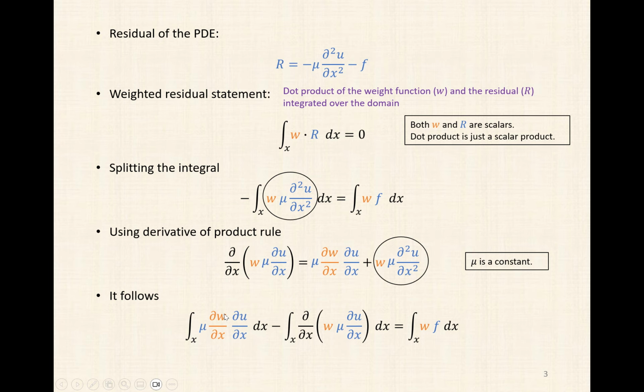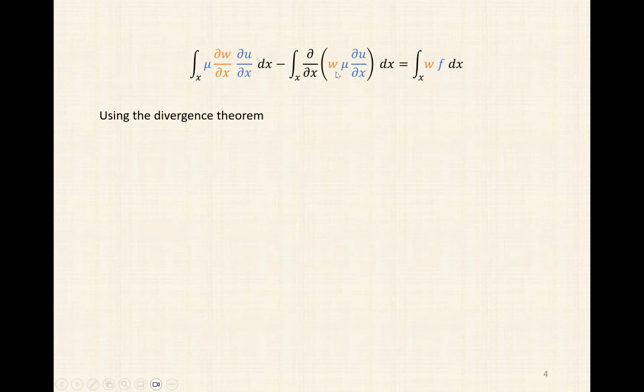And then we start from here, and we use the divergence theorem. What is the divergence theorem? According to the divergence theorem, the divergence of a vector field f integrated over the whole domain, the volume integral, is equal to the surface integral of the dot product of the vector field f with the outward normal n, integrated along the boundary.